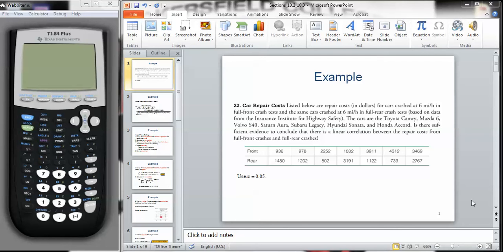And we also like to test if there is sufficient evidence to conclude that there is a linear correlation between the repair costs from full front crashes and full rear crashes. And here we like to use alpha equals 0.05.